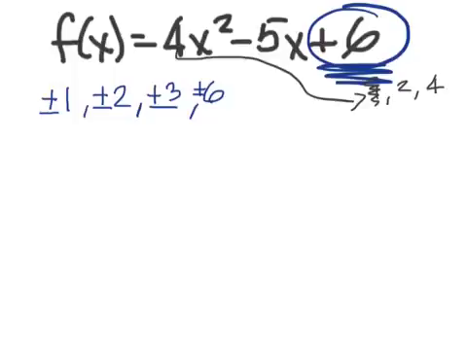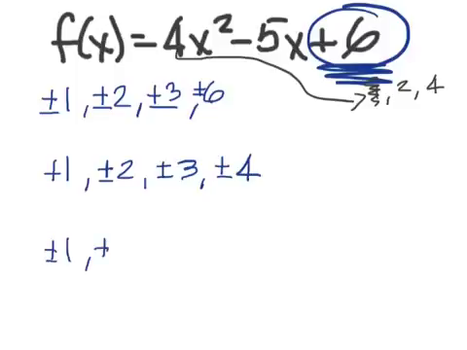So we'll go ahead and write that. Plus or minus 1, plus or minus 2, plus or minus 3, and plus or minus 4. And then do it again. Plus or minus 1, plus or minus 2, plus or minus 3, plus or minus 4. Clearly it's not going to be 4, it's going to be 6. So that's my fault, just a typo.